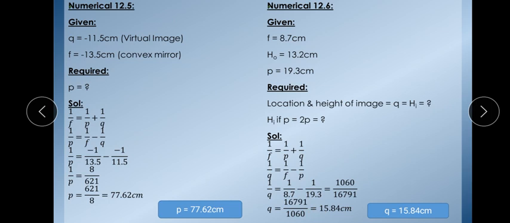It will become 1060 divided by 16791. We will take the reciprocal on both sides, and q will be 15.84 centimeter. Students, we will solve the remaining numericals in the next video.